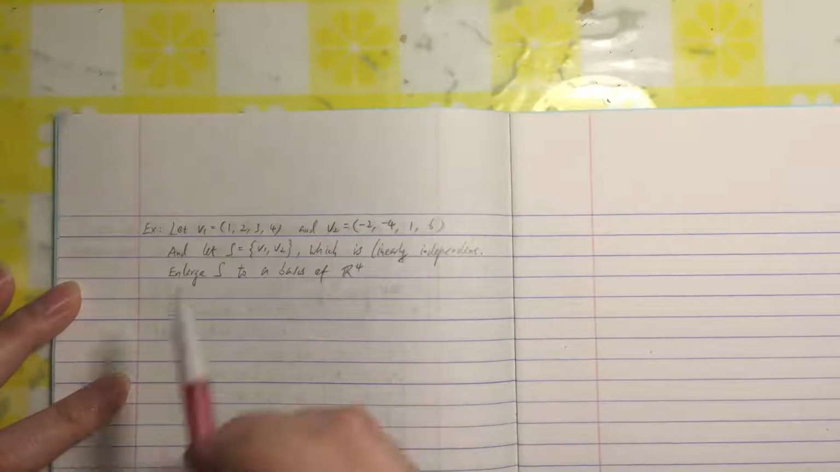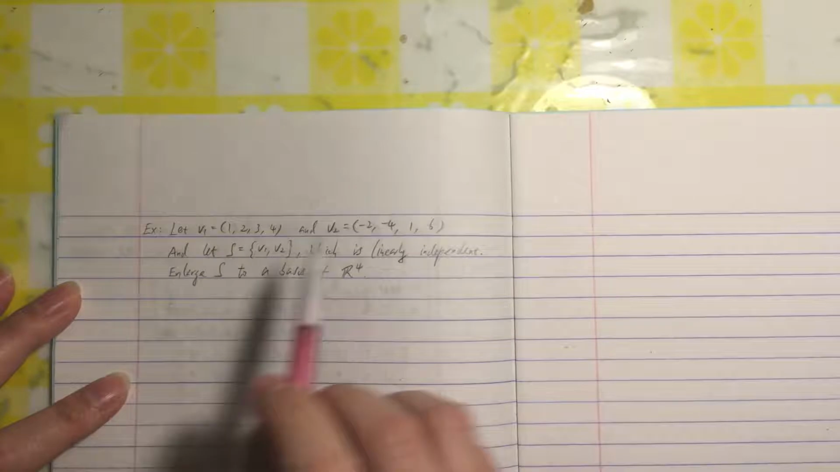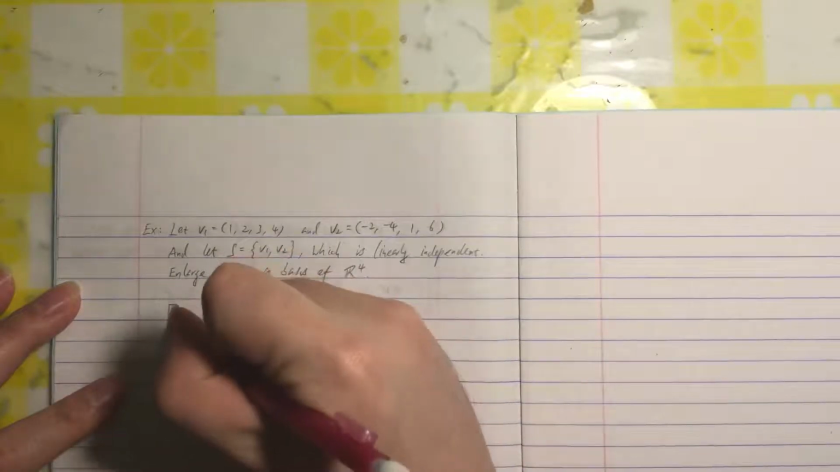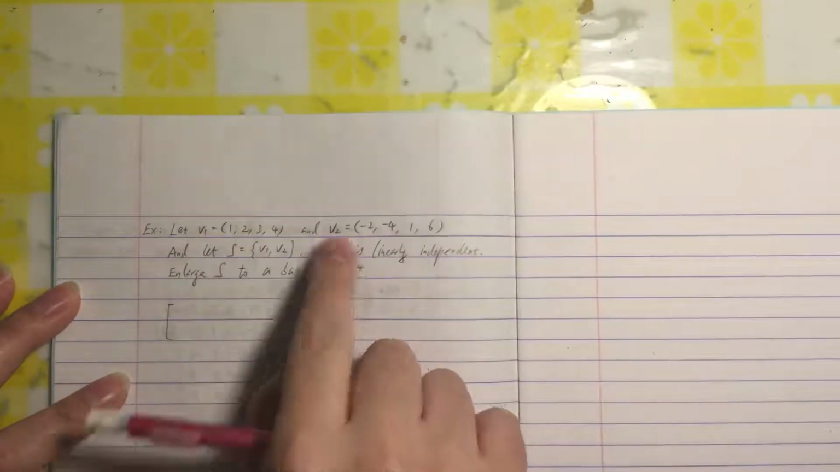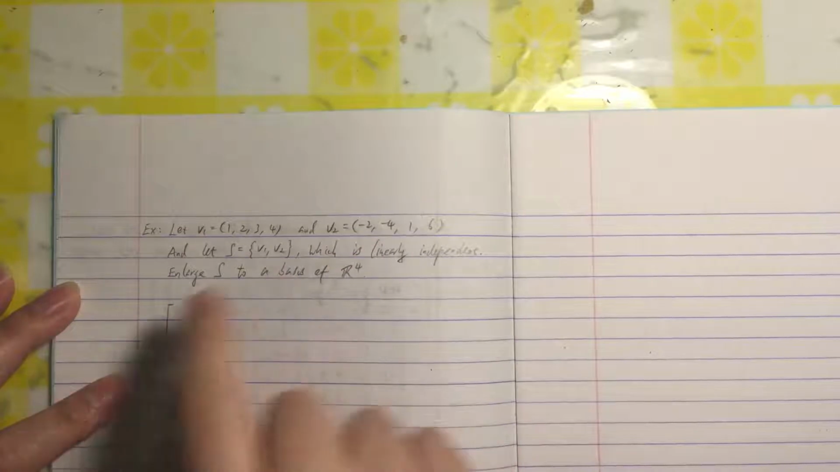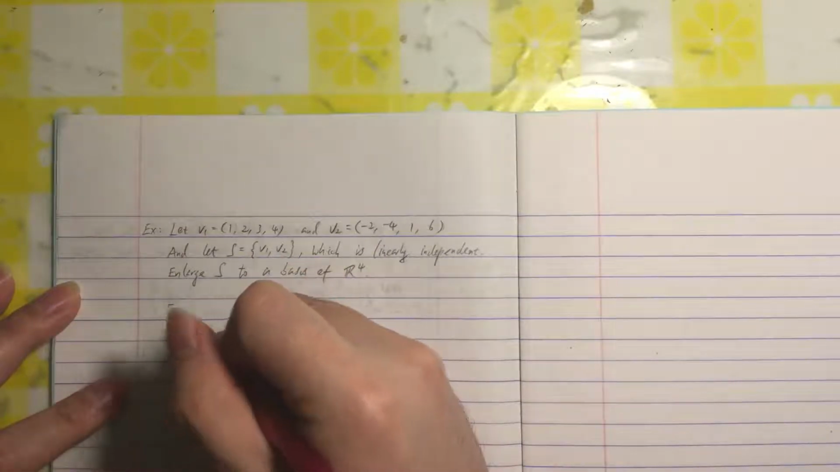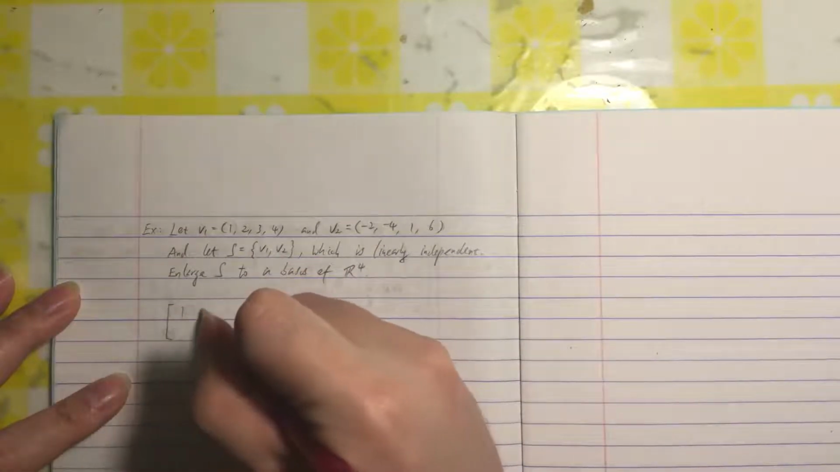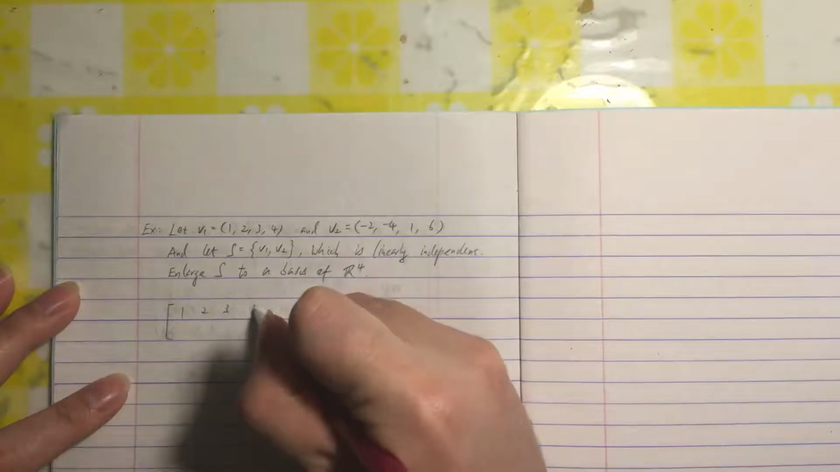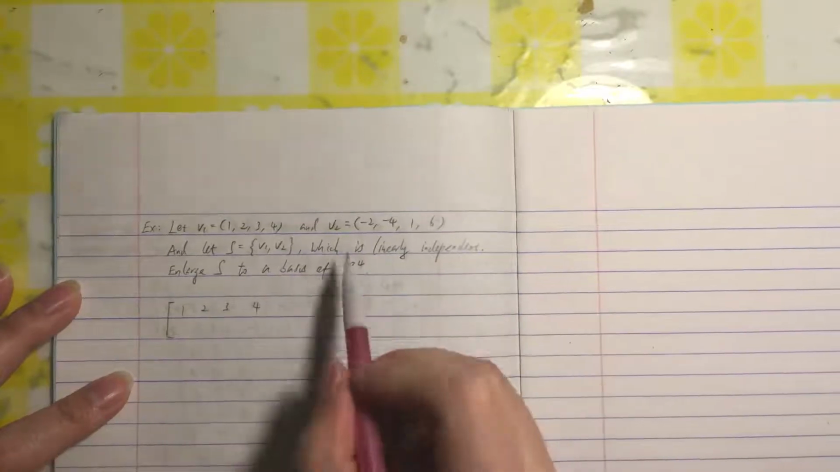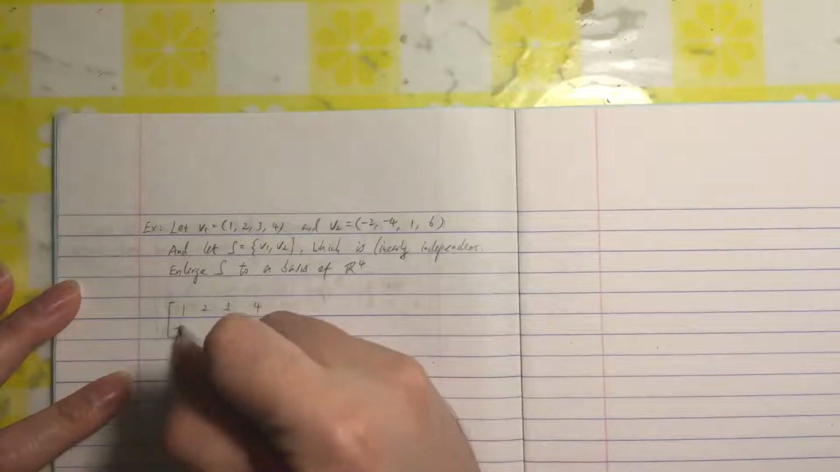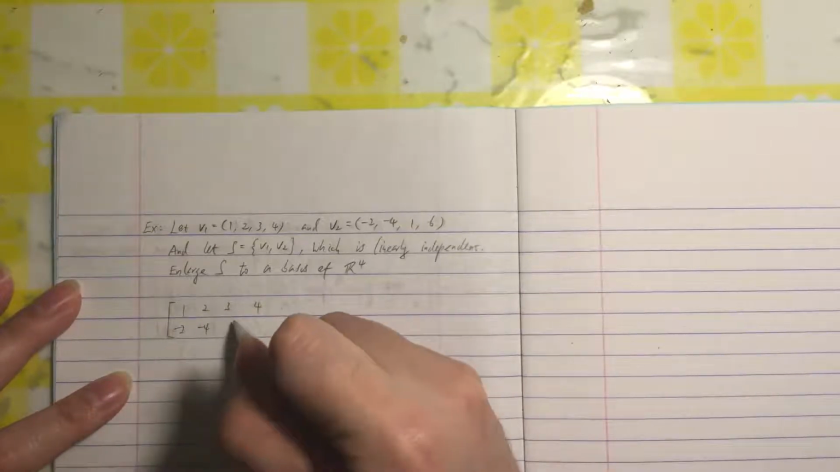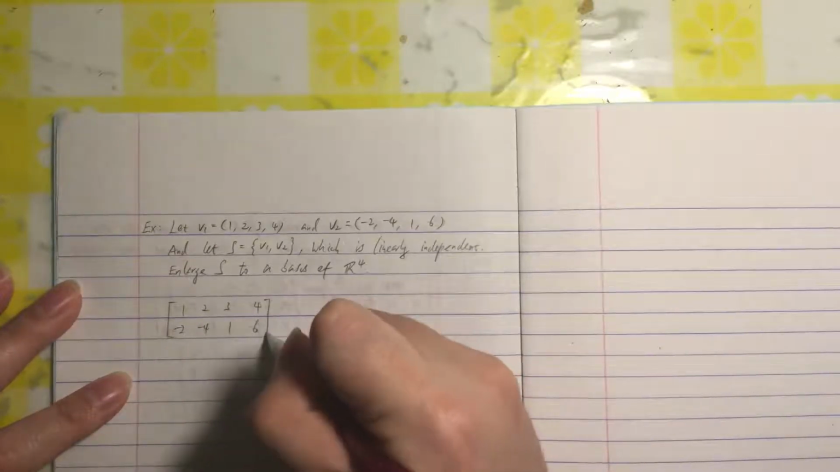In order to find 2 more vectors, I first of all treat v1 and v2 as row vectors. Put these vectors in rows. So here I put v1 in the first row. I get 1, 2, 3, 4. And put v2 in the second row. I get -2, -4, 1, 6.